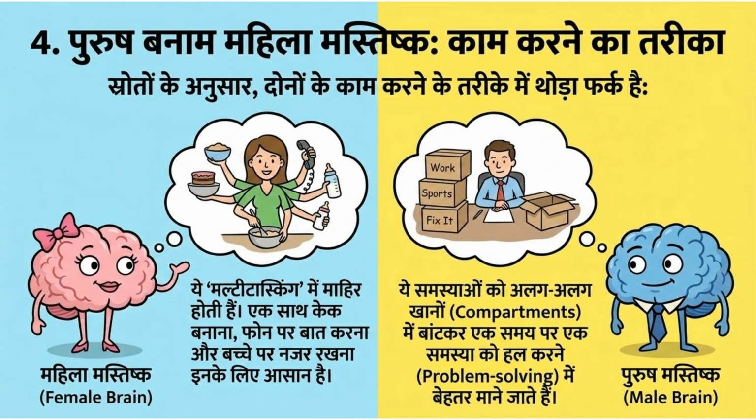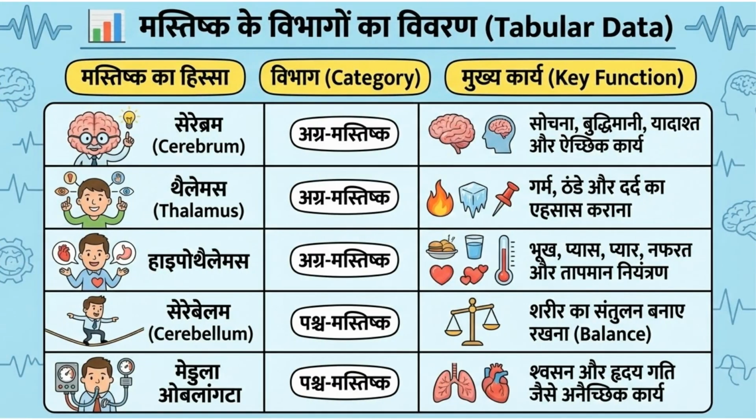According to sources, there are differences in how male and female brains work. Female brains are adept at multitasking, while male brains are better at compartmentalizing problems for solving them one at a time. Here's a breakdown of brain functions.